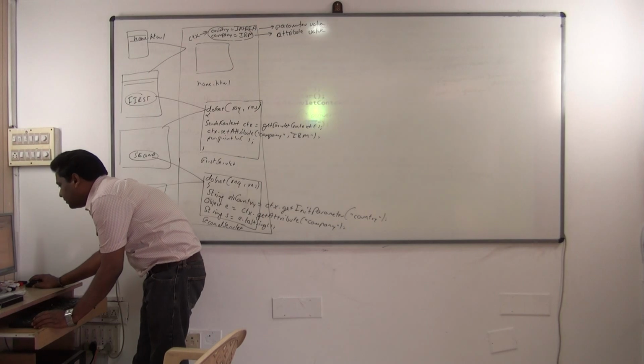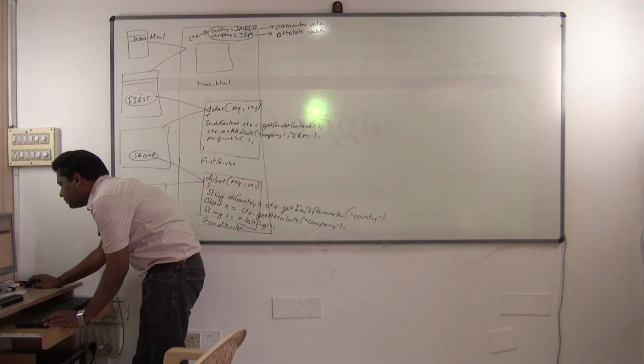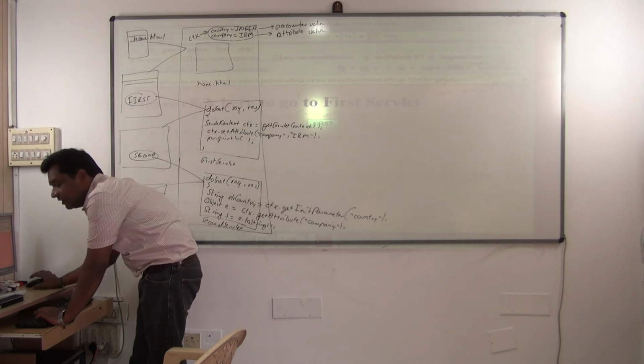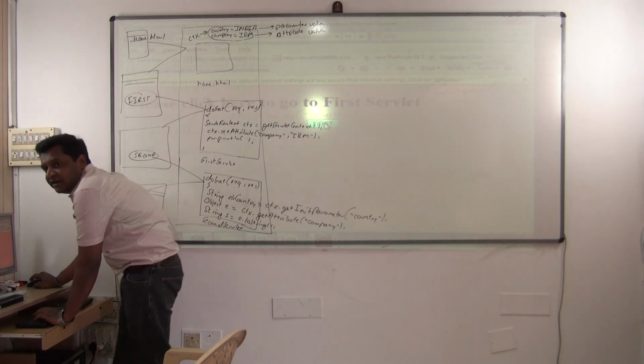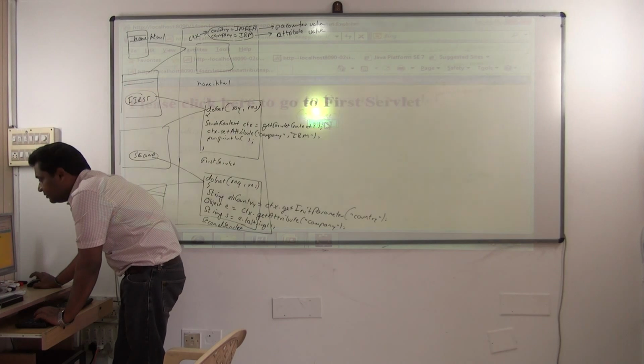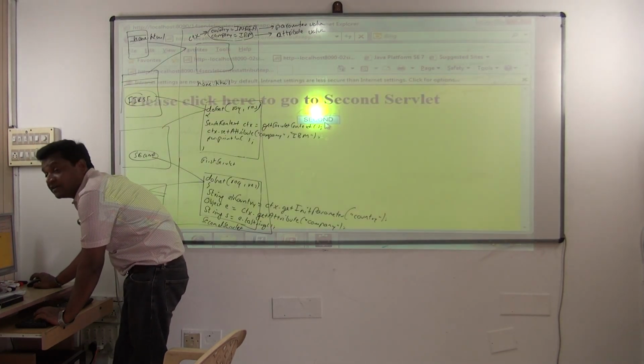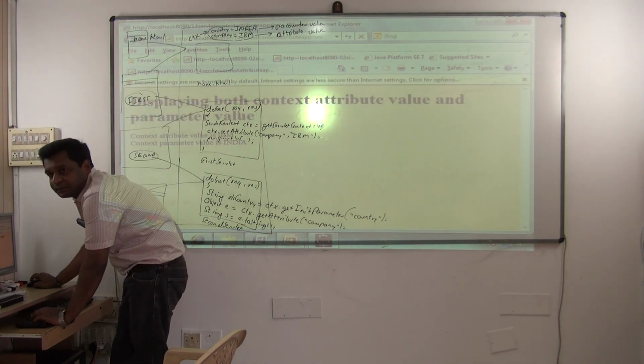So I'll open a new browser. Home.html, the first HTML you can see here. When I click, what is getting executed? First servlet. You know what the first servlet is doing now? Correct. It set the attribute and gave back the response. Now the second servlet, what will it do? Get both and display it. That's all. Done?